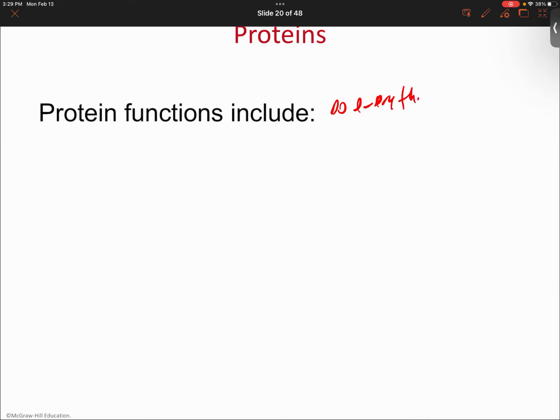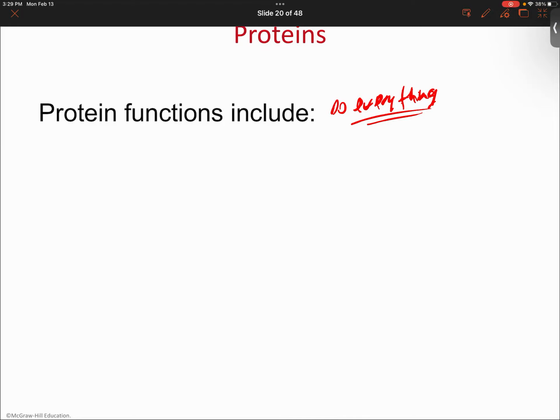Think about one function in your body. Name one. Proteins, right? In order to digest food, you need hydrolytic enzymes to break it all apart into your monomers so you can absorb it. Those enzymes are proteins that do that, right?